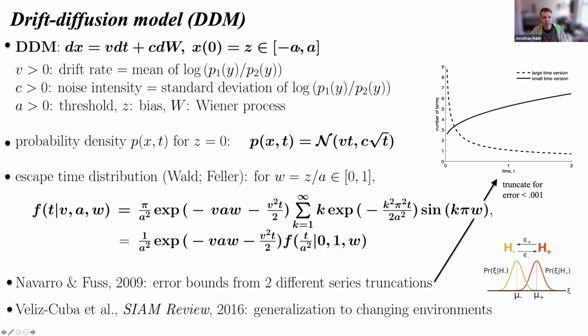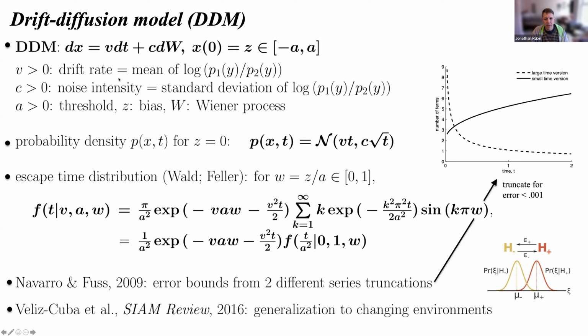You have boundaries, and you're going to decide when your drifting particle hits a boundary. If it hits an upper boundary, then you're picking one choice, and if it hits a lower boundary, then you're picking the other choice. There's a noise intensity and a bias. There's no reason that we have to start at 0. We might already have a bias based on past learning or something towards one of our options.